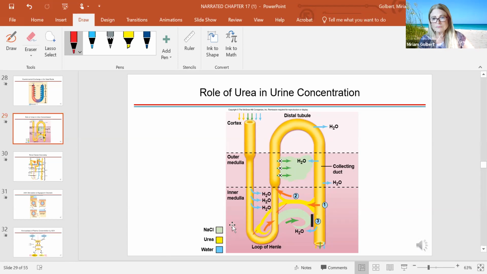So we have to get rid of urea, but there's also a little bit of reabsorption of urea that we have. So at any time, we're going to have a lot of urea showing up in urine, but we're going to have a little bit in blood as well, because you can see that we reabsorb a little bit of urea.